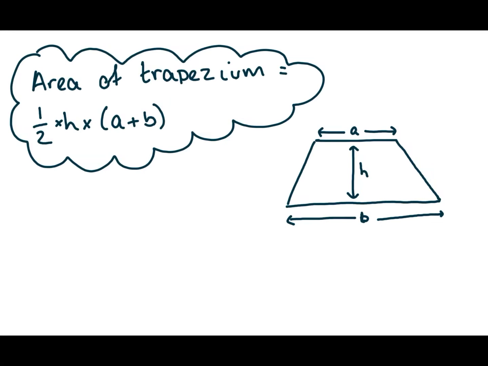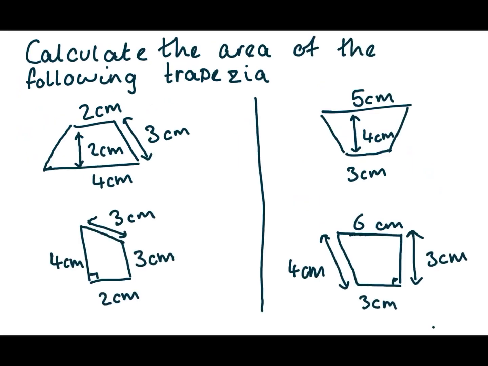Okay, so we're going to have a look at how to calculate the area of a trapezium. As we've got written here, the formula for the area of a trapezium is half times h, which is the height, times a plus b. So a is this top length and b is this bottom length. So calculate the area of the following trapezia.